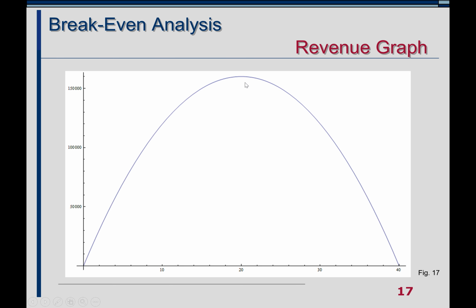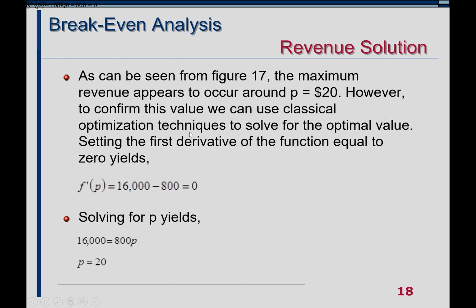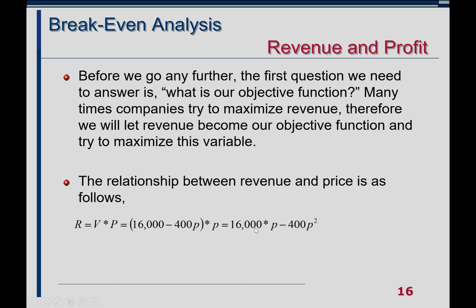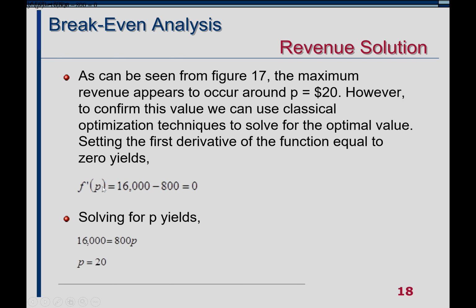But now let's go in and do it the right way. How would we do it? Well, you take the first derivative of the function. The first derivative of 16,000 times P with respect to P is 16,000, minus 400 times P squared. So pull the 2 out, and we have 2 times 400 times P. So the first derivative of this function gives 16,000 minus 800P. I left out the P, but let's assume there's a P right here.